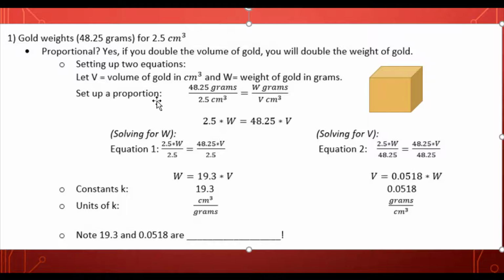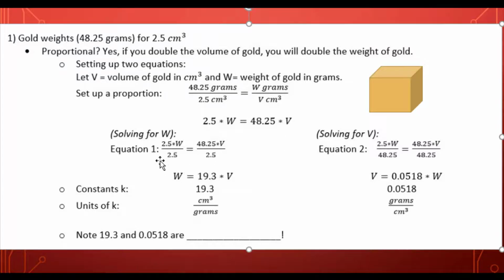So we're going to set up a proportion, and we're going to do it in the kind of way we did it before, right? Grams to cubic centimeters, grams to cubic centimeters. We're going to name the variables weight and volume. Weight for grams, volume for cubic centimeters. Cross multiply, and then once you cross multiply, you can either solve it for the weight or solve it for the volume.